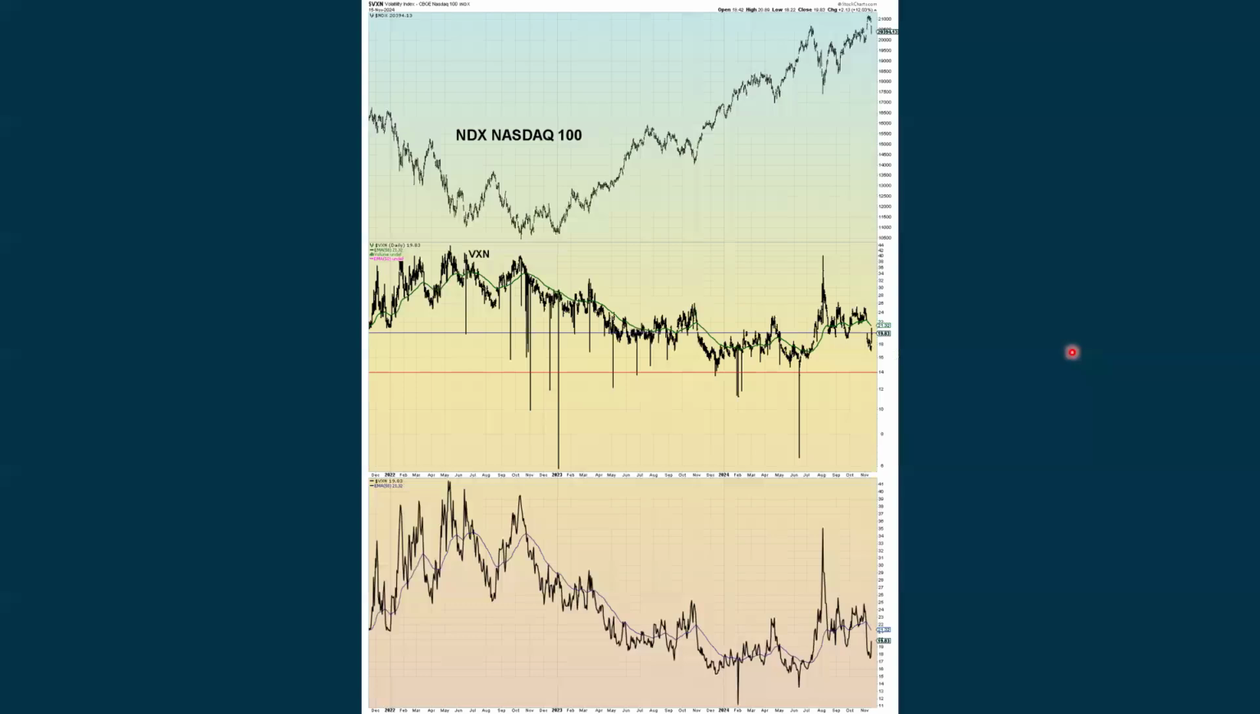All right, then looking at the Vixen, gotta love that name. The VIX measures the volatility of the S&P 500. The Vixen measures the volatility of the NASDAQ 100. And it had been really going up as well. And then it really dropped down. And now it's starting to go back up again as the NASDAQ 100 has been under pressure.